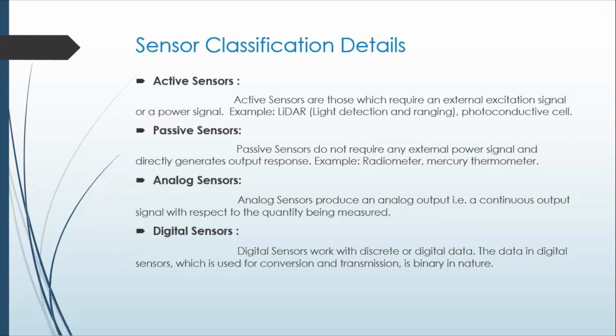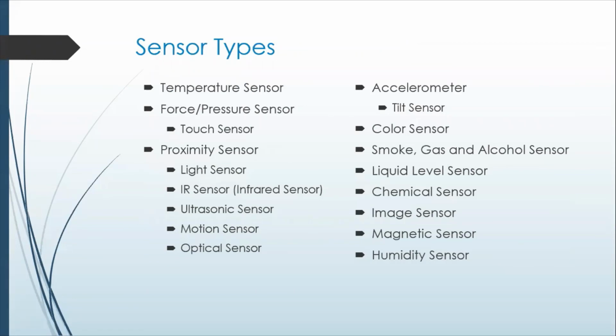If all you need to know is whether or not some contact is occurring, you could use a limit switch or button, because those are going to be either on or off depending on whether the pressure on them is above or below a certain threshold. There are lots of different sensor types, and we will talk about most of these.